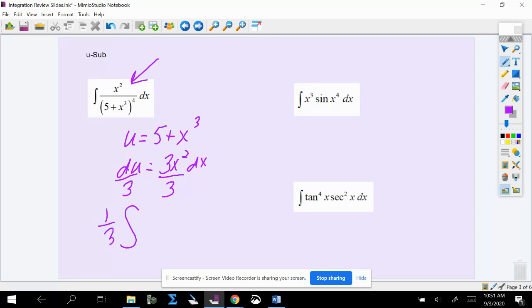And then our next step is to figure out what's being done to u. Is it being squared, cubed, square rooted? In this case, it's a negative power because it's in the bottom. It's a u to the negative 4. So power 1 greater is u to the negative 3 over negative 3.